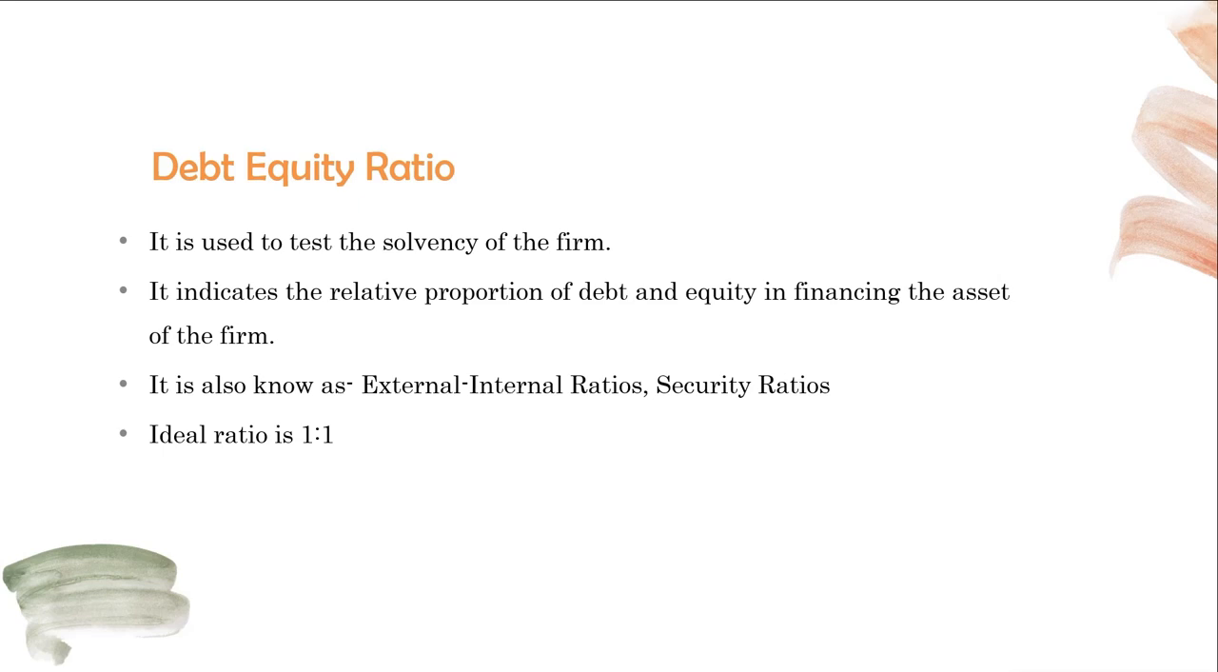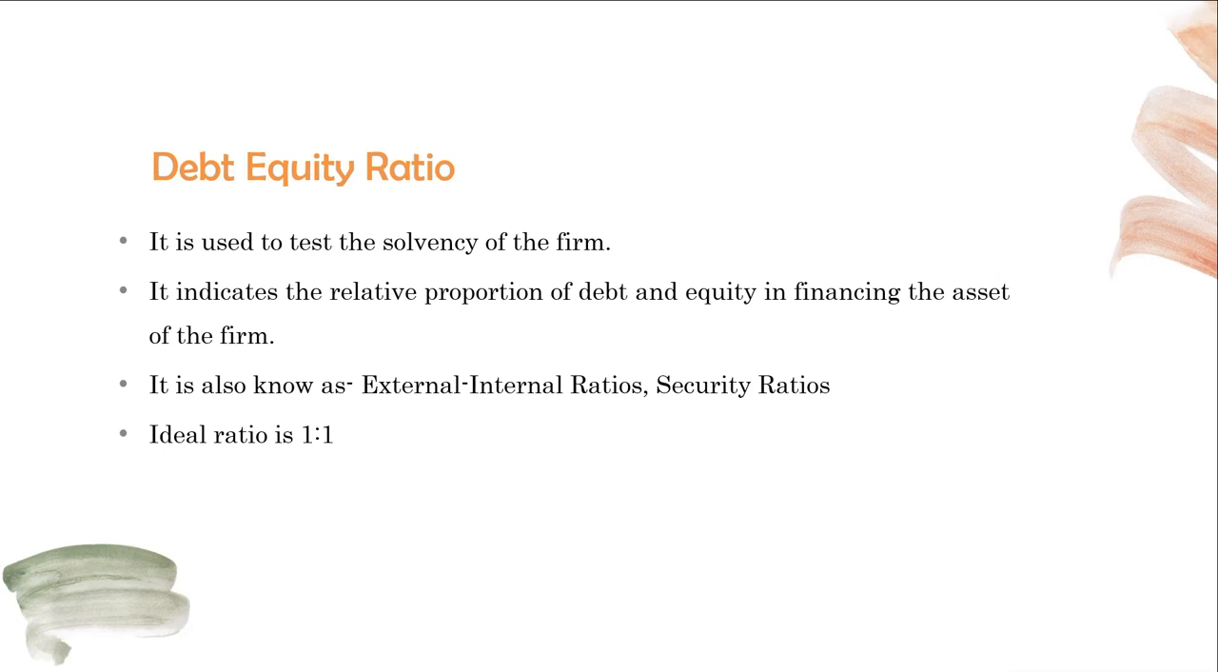It is also known as the external internal ratio or security ratio. The standard or ideal ratio is 1:1. This means the funds provided by the outsiders and the shareholders must be equal. Some experts suggested 2:1 as a standard ratio, but the public sector companies are accepting 1:1 as ideal. There are two types of debt equity ratios.